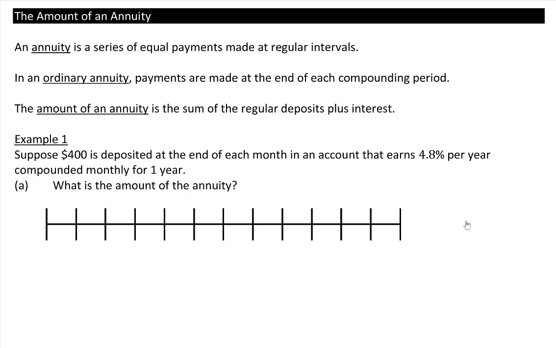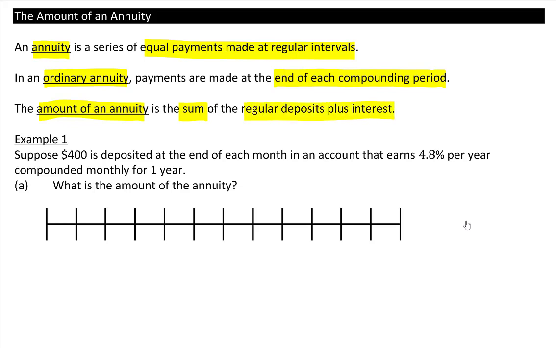So today we're going to take a look at the amount of an annuity. An annuity is a series of equal payments made at regular intervals. So for example, you're making $50 payments every month. An ordinary annuity, the payments are made at the end of each compounding period. And the amount of an annuity is the sum of all the regular deposits plus interest.